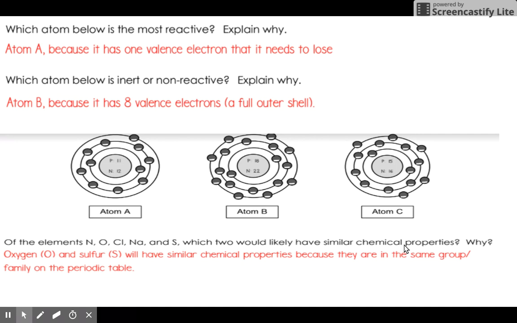So if you get one of those questions and they talk about similar properties, or they may even say react the same, if they react the same or they have similar chemical properties, they are in the same group, which means they have the same amount of valence electrons.